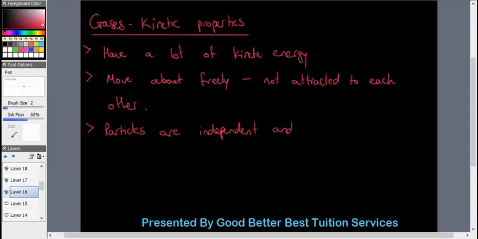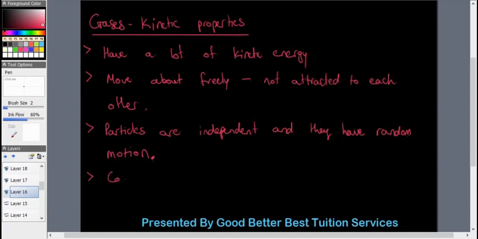As well as that, they have random motion, whereas a liquid would have a somewhat uniform motion. A solid has uniform motion, the particles vibrate in a fixed position. Gases actually have a random motion, all right, and they can only be confined by the container that they are found in. Okay, and another kinetic property that we could also consider is that they collide with one another.